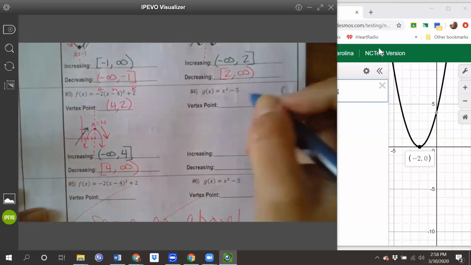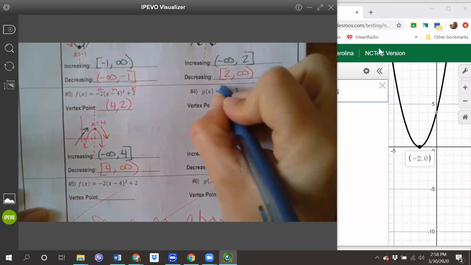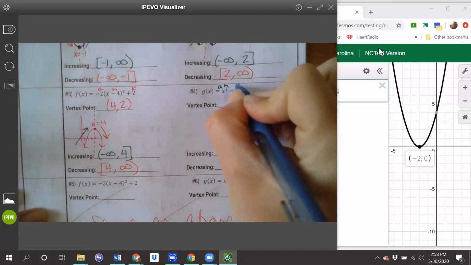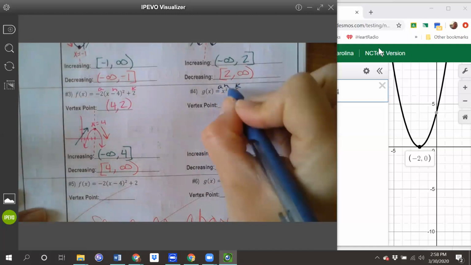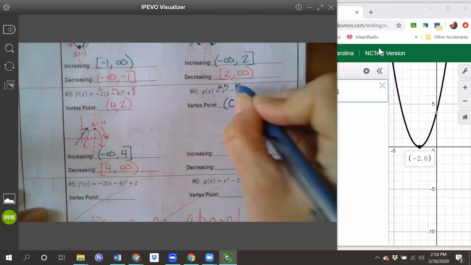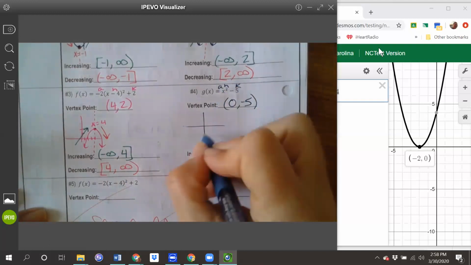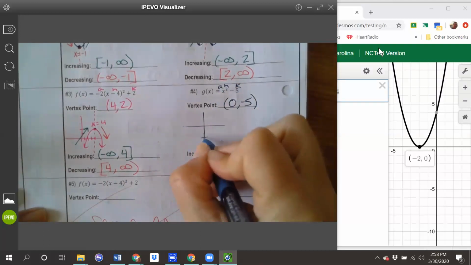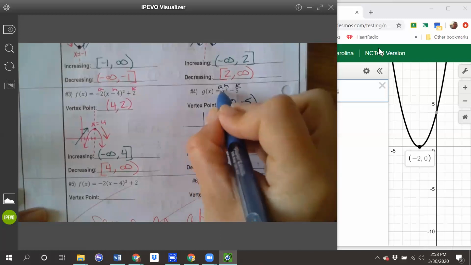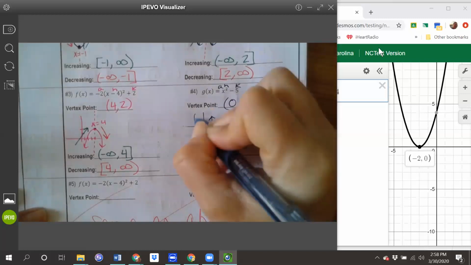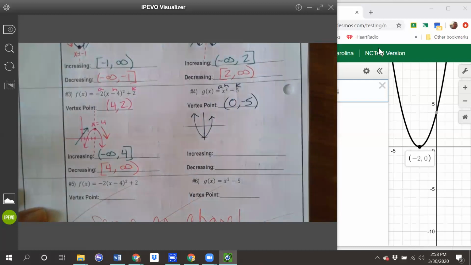Last one. Let's see, I have an A and an H, and that's K. So I'm missing the H, which is 0, and K is negative 5. So I've got (0, -5) down here. It's a positive A value, which means that we are smiling.